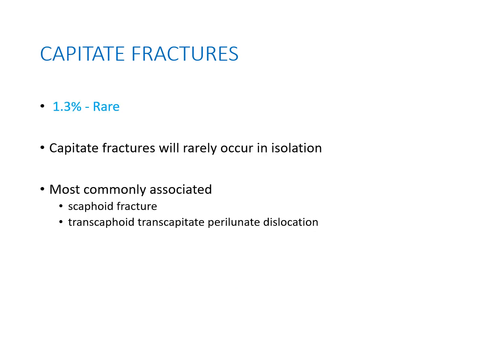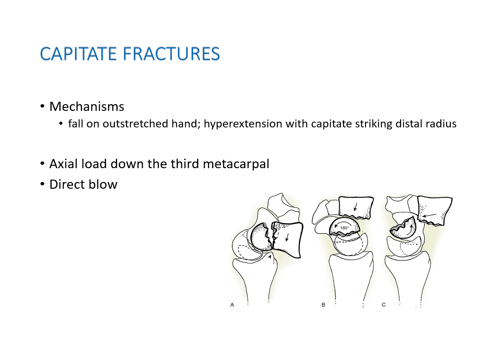Capitate fractures are very rare and rarely occur in isolation. They are most of the time associated with scaphoid fractures or transscaphoid transcapitate perilunate dislocation. Body fractures can occur in hyperextension of the wrist, axial load, or direct blow. Here we can see the 180-degree rotation of the proximal pole in hyperextension injuries.